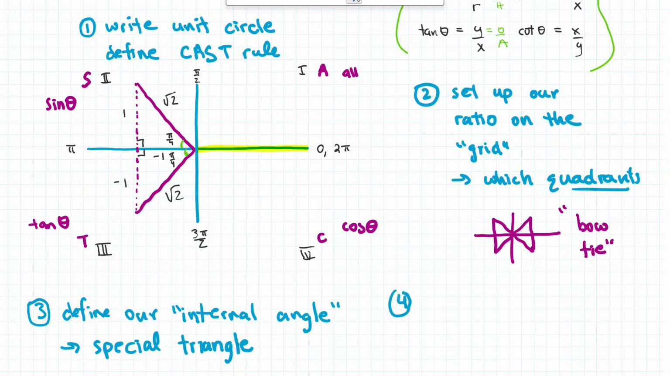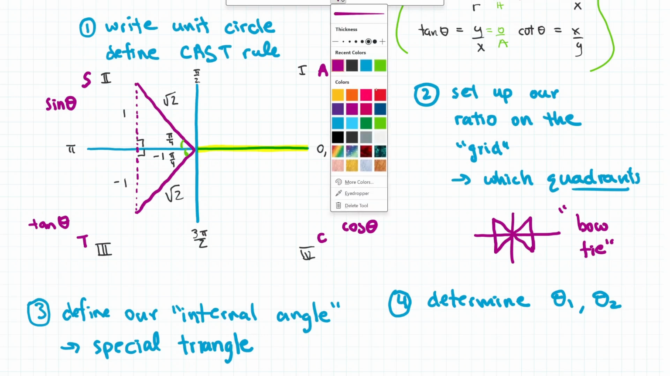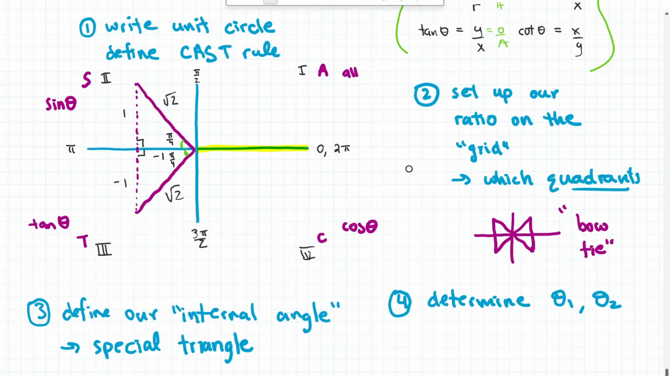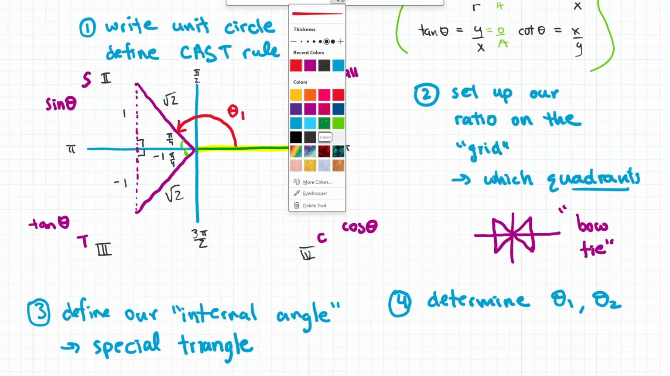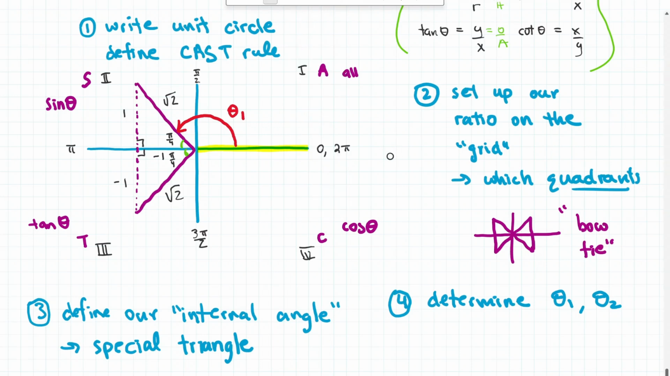So our step 4 is going to be determine theta 1 and theta 2. What are the actual angles that we're looking for? Recall that when we're solving for angles, we have to start from our principal axis and move counterclockwise. So we start here and we want to find this angle. We'll call this theta 1. And then let's switch up our color. Now for theta 2, again, we're starting on our principal axis.